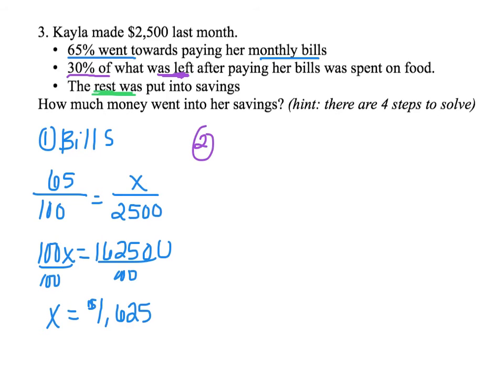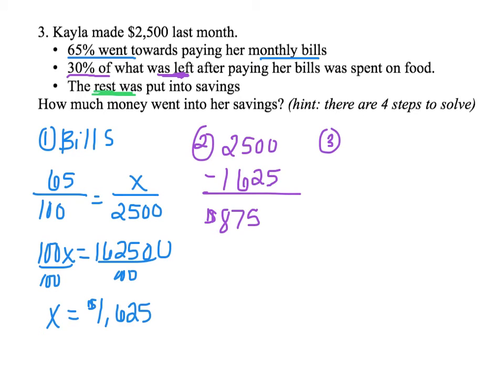The second step, it says, is 30% of what was left after paying her bills. So that means I need to subtract. She had $2,500. But what was left, we need to take away what she spent on those bills, which is $875. Now I can figure out how much she spent on food, which was 30%, 30 over 100, out of $875, because it was 30% of what was left. What was left after her bills was $875.